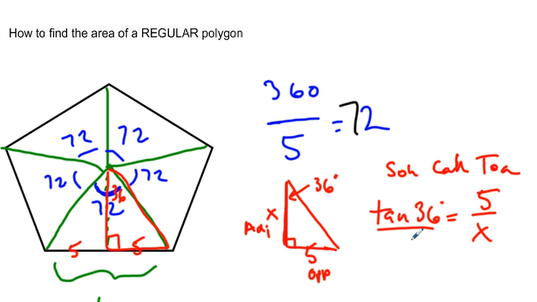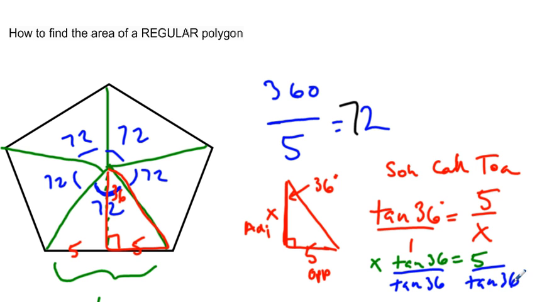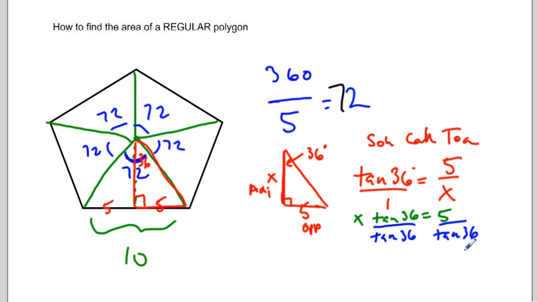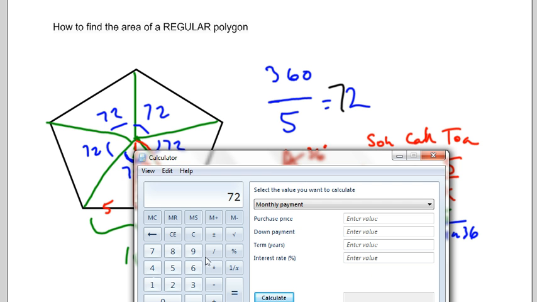Do a little cross multiplication. You'll come up with x tangent 36 equals, and you cross multiply this way, 5 times 1, 5. Maybe you remember that you're supposed to divide by tangent 36. And so you can do your math here. 5 divided by tangent 36, you'll get some kind of decimal.